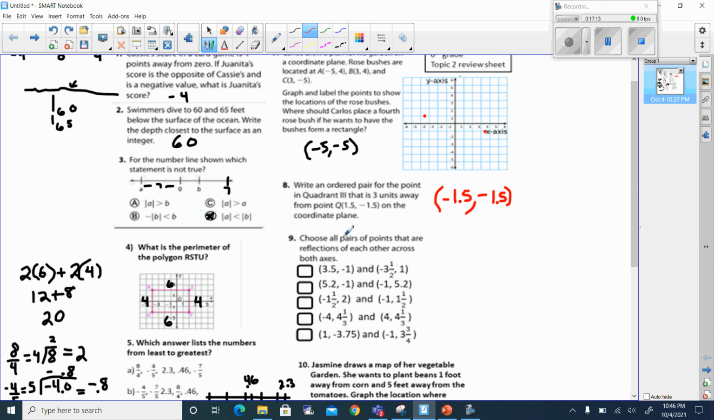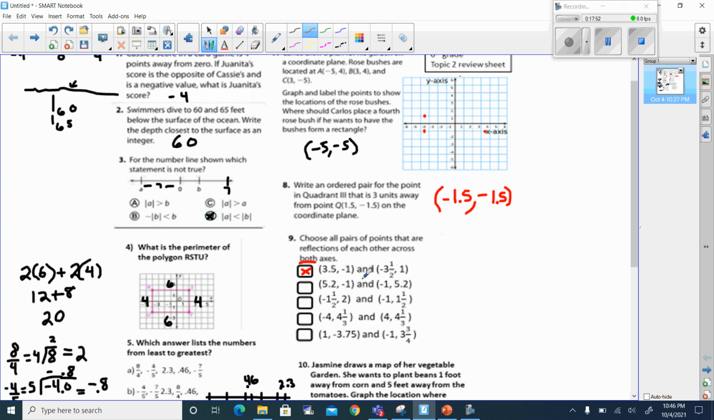Now it says choose a pair of points that are reflections of each other across both axes. This is a key word, both. So let's see. First, I'd have to go to -3.5 and then go down to -1. So the opposite, of course, is going to be this one here. So yes, that's a good one.